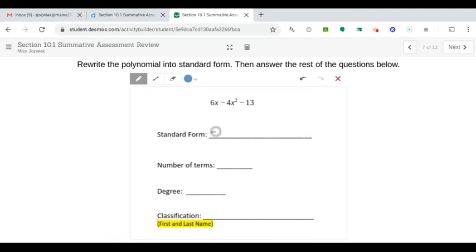Standard form for this one is going to be negative 4x squared plus 6x minus 13. This polynomial has 3 terms. It has a degree of 2, so this is a quadratic since it's a degree of 2, and then trinomial.